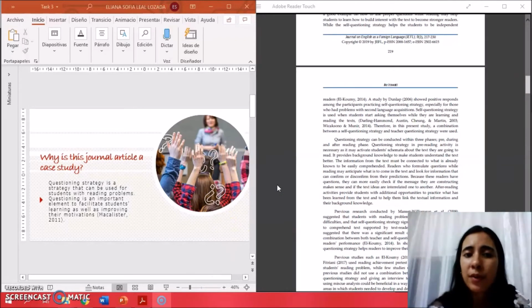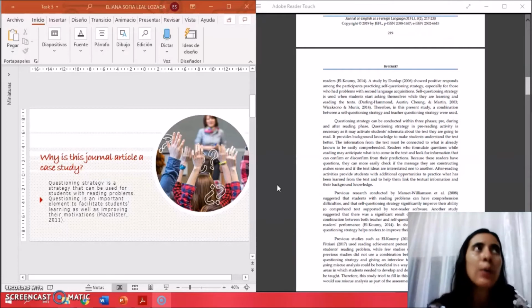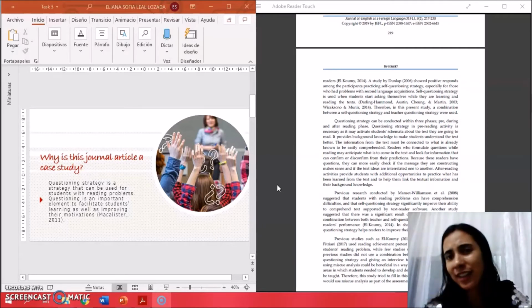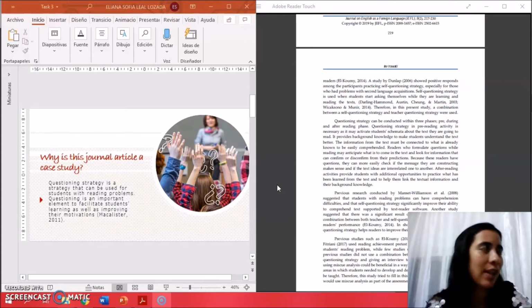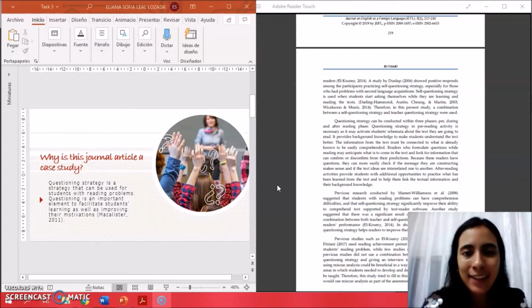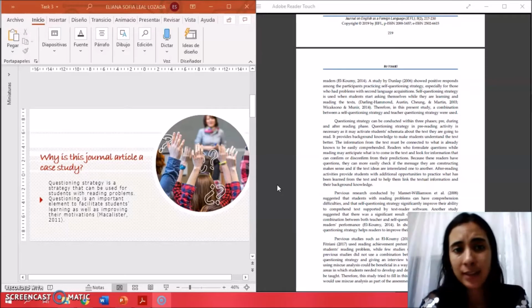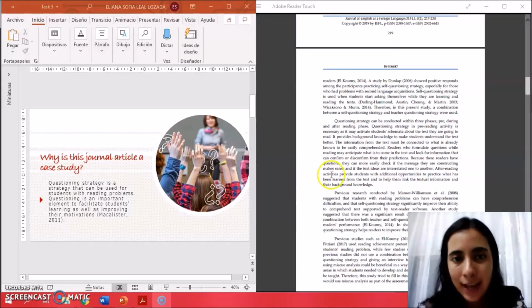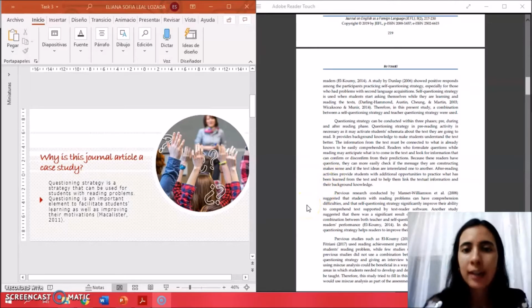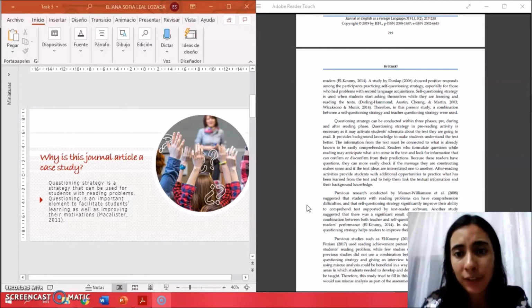this page gives more details about the case study and how a combination of a self-questioning strategy and a teaching questioning strategy was used to carry out the research techniques. It starts with the idea that questioning strategy helps readers to improve their reading comprehension. As the authors Mansett and Wilson, 2008, say, students with reading problems may have comprehension difficulties, and self-questioning strategies significantly improve their ability to understand the text.